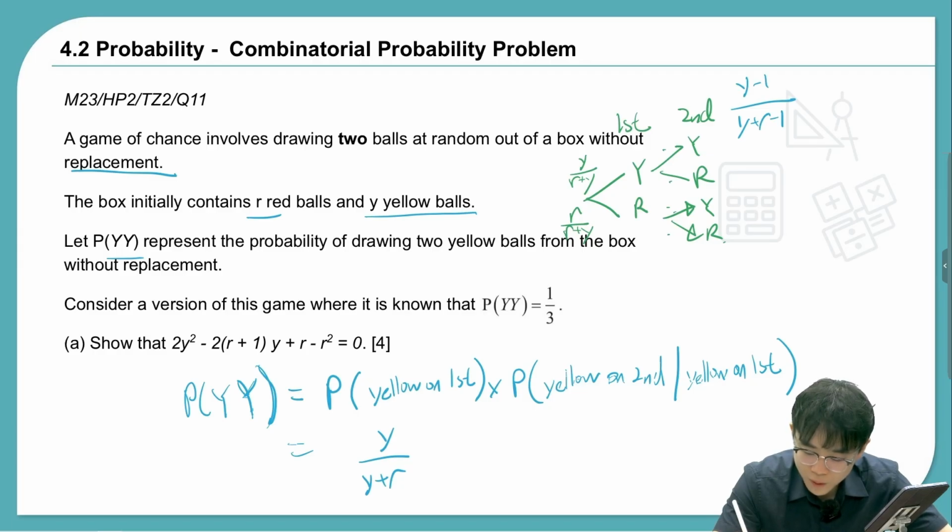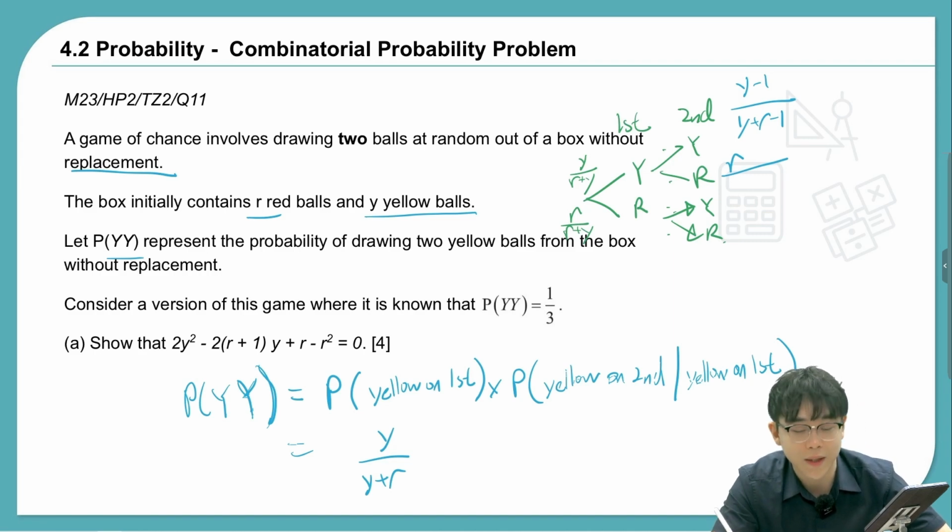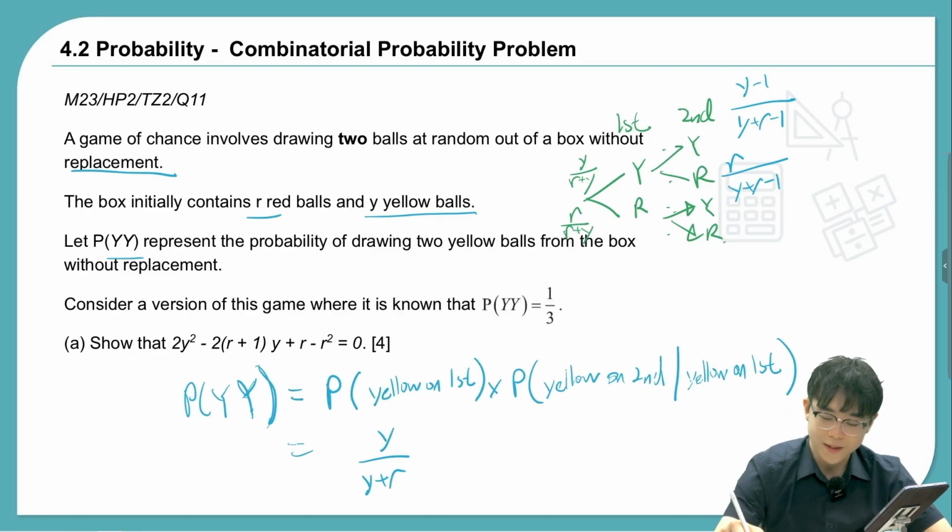In the case of drawing a red one, there's still r red balls here. So there's y minus 1 yellow balls, r red balls. And the total would be y plus r minus 1. Okay, so this is a conditional probability.